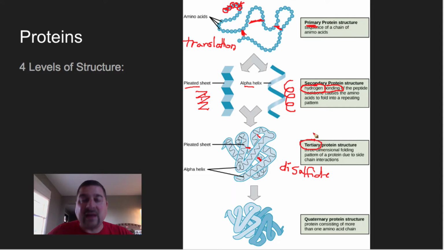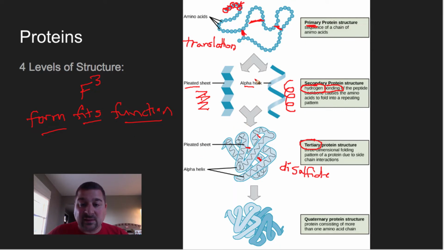Now it's got kind of a three-dimensional shape. That shape, I often tell the Bio AP kids, F cubed, where form fits function. The shape of that protein is very important for the job that it plays in the body. And its shape is dependent on these little interactions of the R groups that are hanging off of those amino acids, which causes it to coil and bunch up.